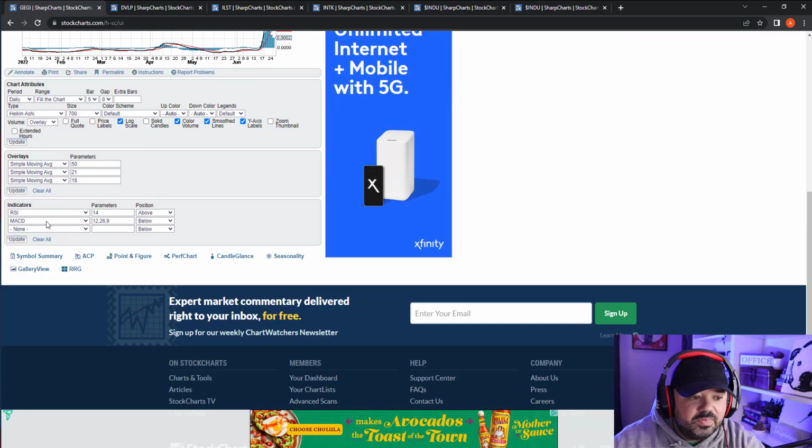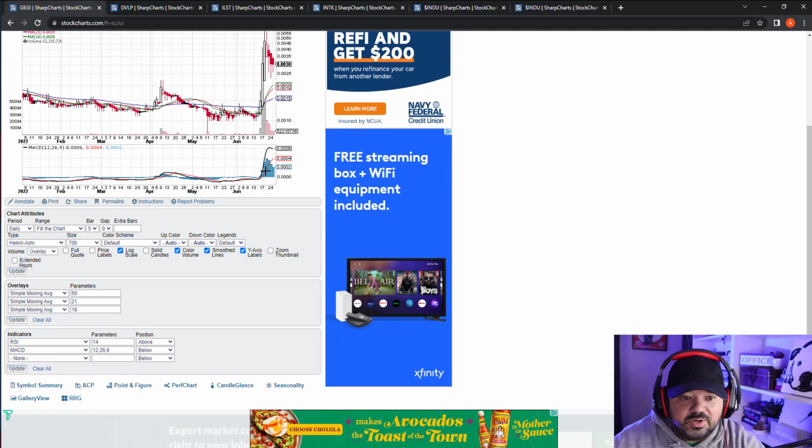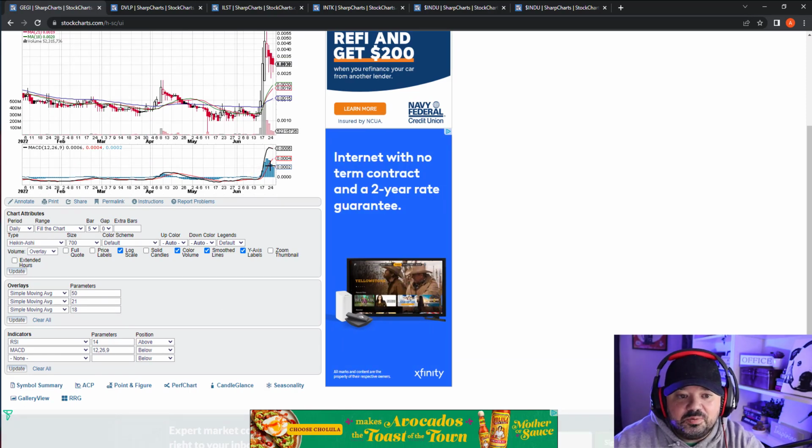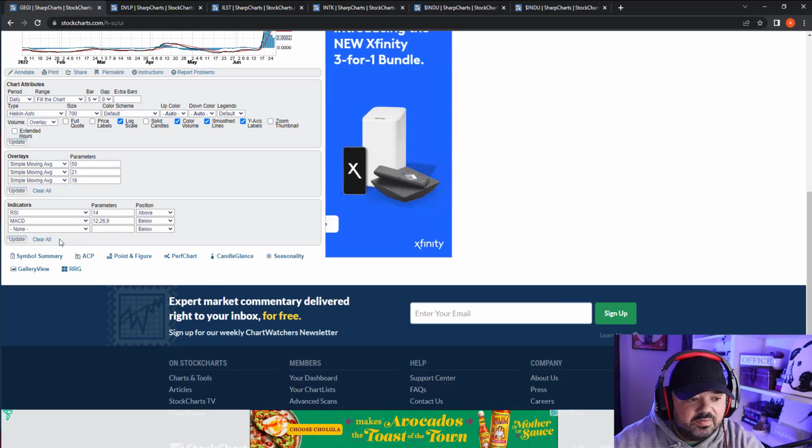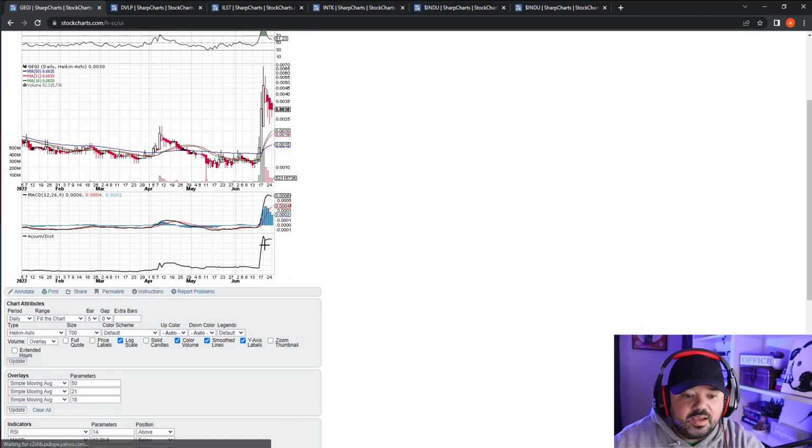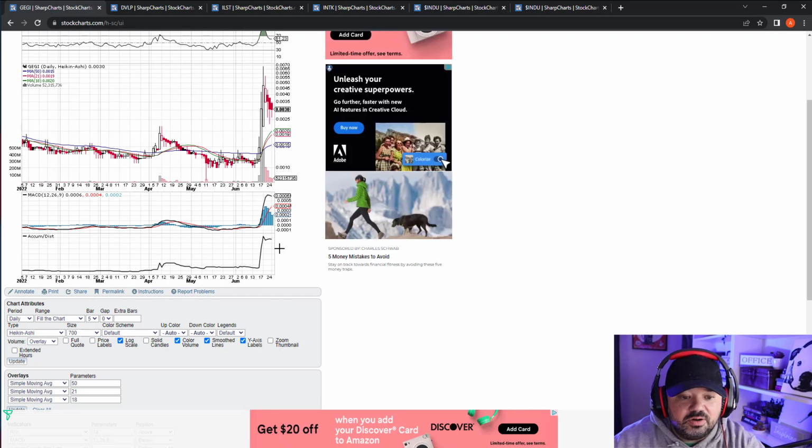And then the MACD, we're going to come down here. It's had tons of volume, but it looks somewhat bearish, because volume has died off. And then I like to go to accumulation distribution. Accumulation looks pretty good, as far as the daily.